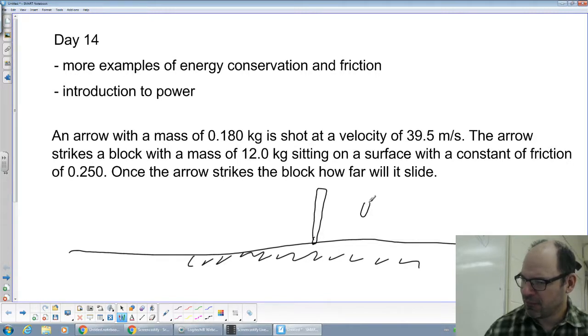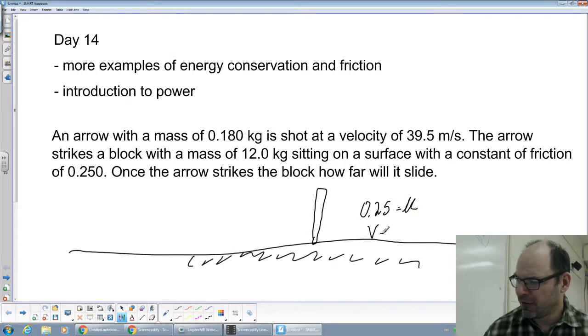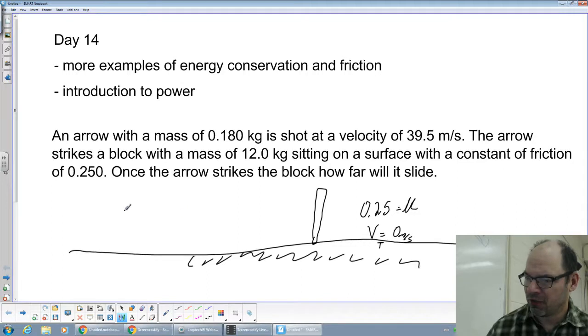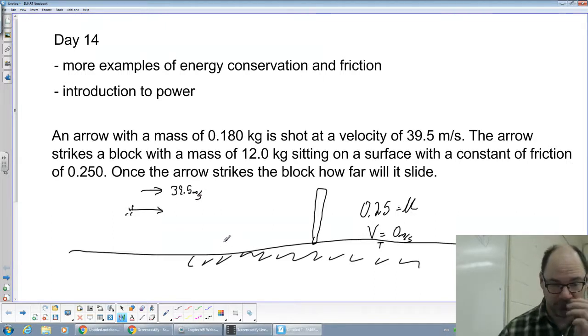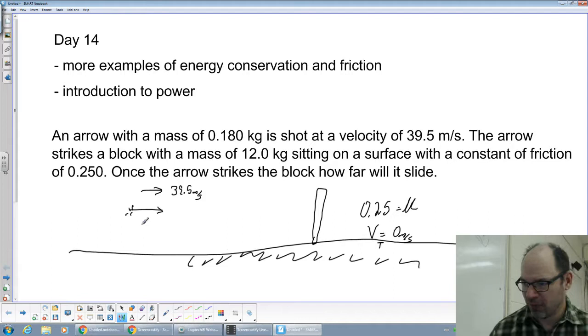It has a coefficient of friction of 0.25 and a velocity of the target block of 0 meters per second. And this arrow is coming in here at 39.5 meters per second, and it has a mass as well, 0.180.